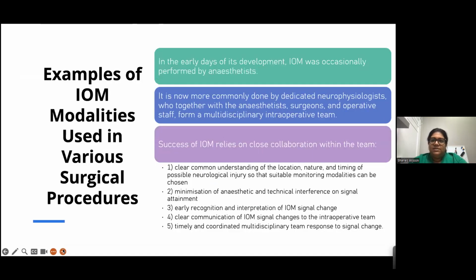So in the early days of its development, intraoperative neurophysiological monitoring was occasionally performed by the anesthetist, and it is now more commonly done by a dedicated neurophysiologist who, together with the anesthetist, surgeons, and the operative staff, form a multidisciplinary intraoperative team. Success of intraoperative monitoring relies on close collaboration within the team to form a clear common understanding of the location, nature, and timing of possible neurological injury, so that suitable monitoring modalities can be chosen. It also relies on minimization of anesthetic and technical interference on signal attainment, early recognition and interpretation of intraoperative signal change, clear communication of intraoperative monitoring signal changes to the intraoperative team, and timely and coordinated multidisciplinary team response to signal change.